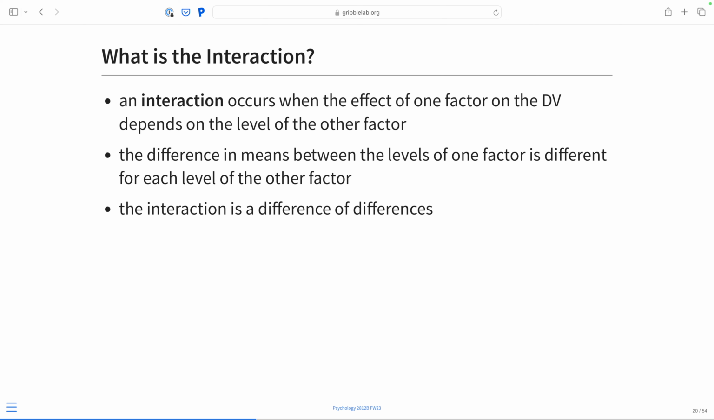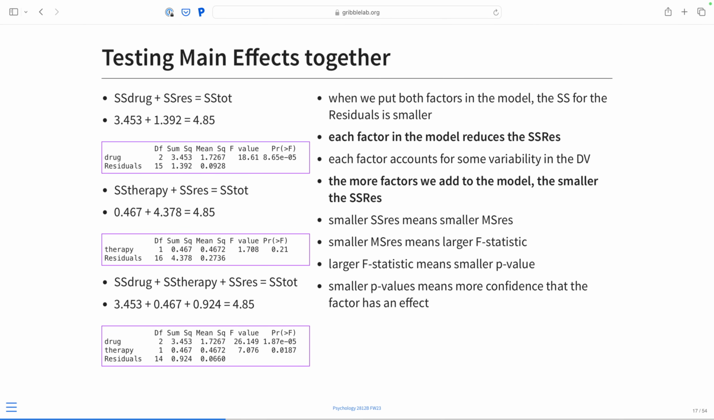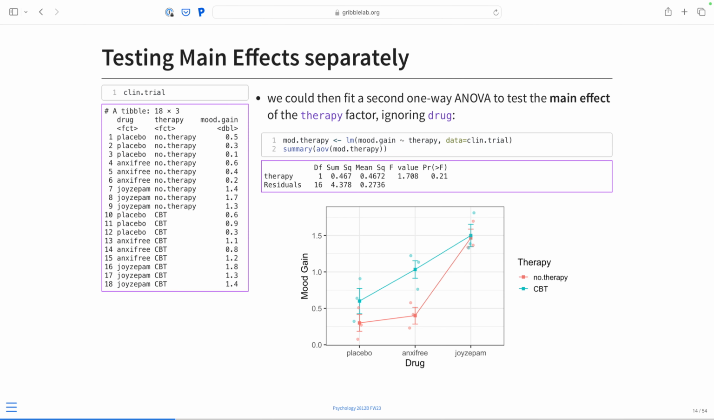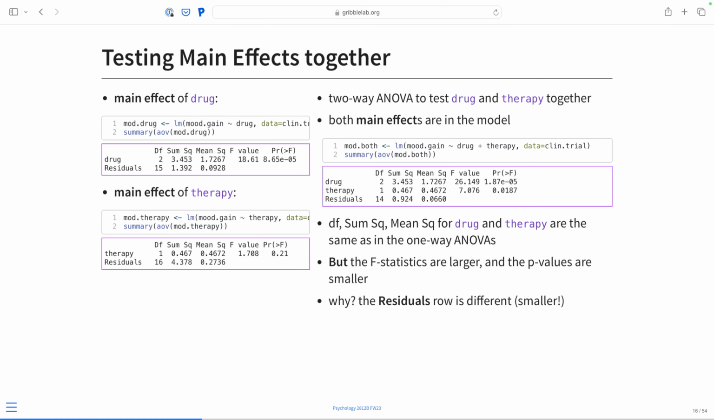For some drugs, the difference might be small. For other drugs, the difference in therapy versus no therapy might be big, kind of like we saw in this scatter plot here. The difference in therapy, no therapy versus CBT, is very small if you're on joyzepam, but it's very big if you're on Angsi-free. So that's a difference between these two and a difference between those two. This difference is smaller than that difference. So it's a difference of differences.